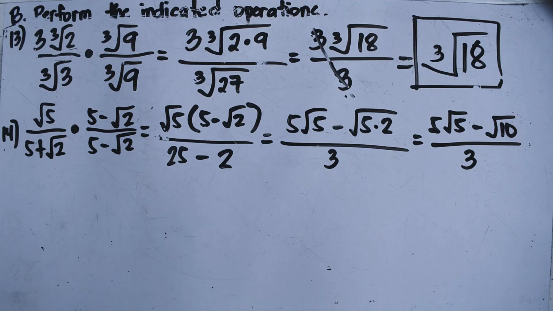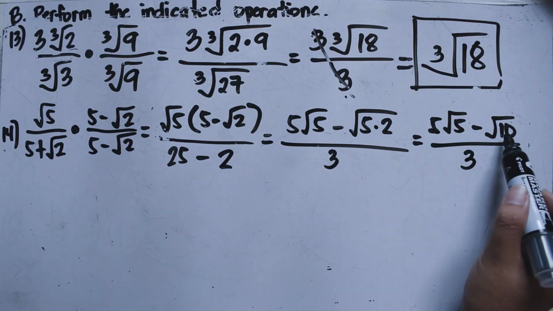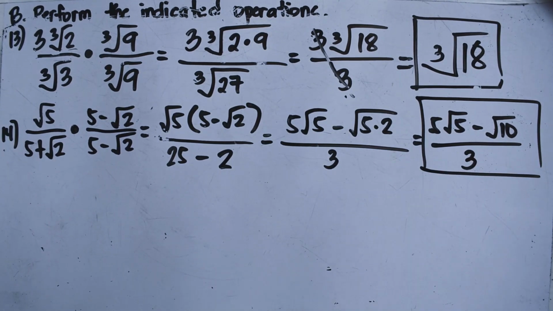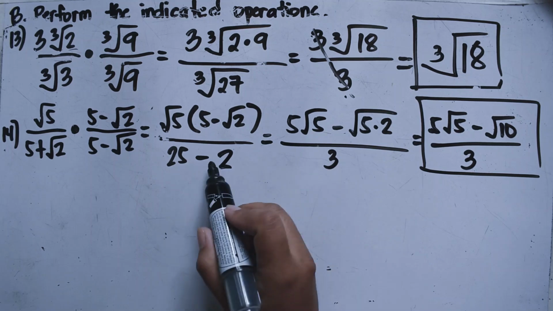So meron pa po ba tayo dyan pwedeng i-simplify? So hindi na siya pwede. Ito hindi na pwede dahil magkaiba yung radical. Therefore, ito na po ang ating final answer. Why? Kasi wala na nga pong pwedeng ma-simplify dyan. Ay putik. Sorry guys ha. 25 minus 2 is 23.